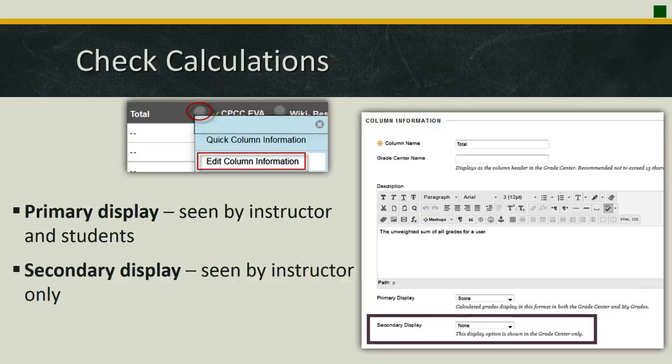The secondary display is only for you, the instructor. Students never see this. This option is a way to see the grade in a second format. For the course total, you may want to show the students the percentage, but you may also want to see the corresponding letter to make entering grades in Web Advisor easier.